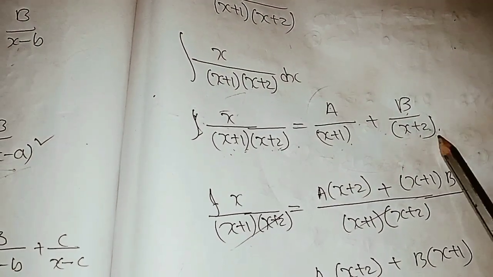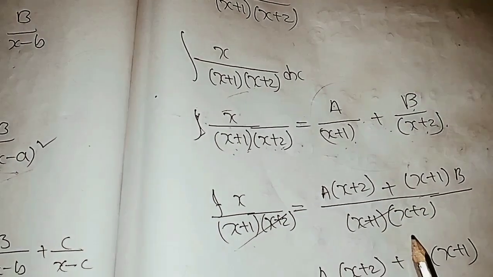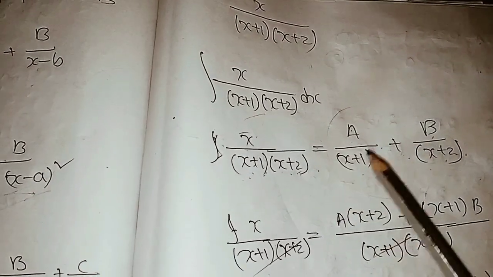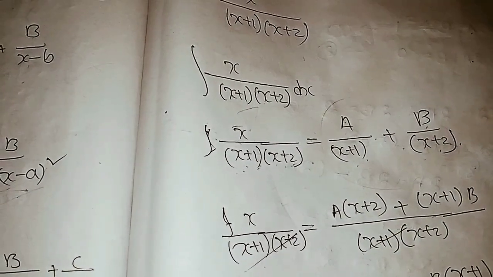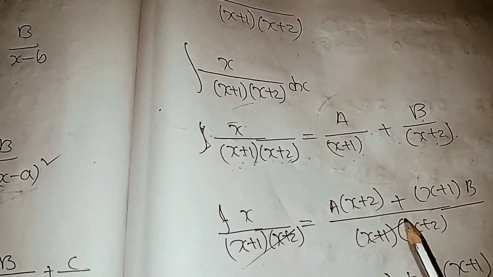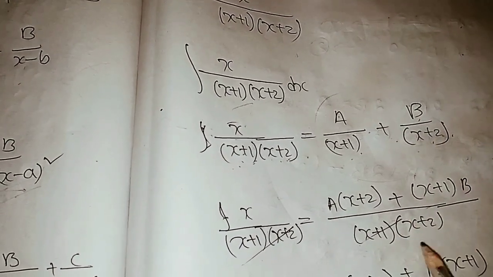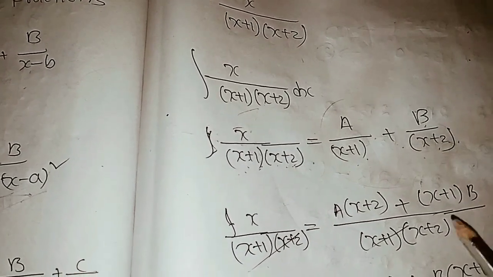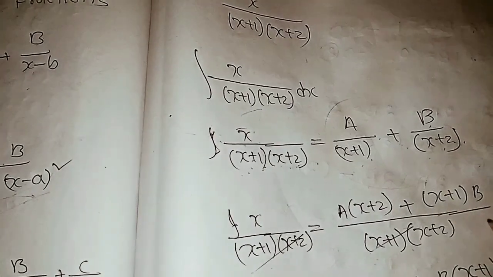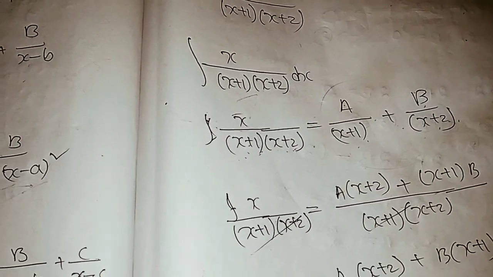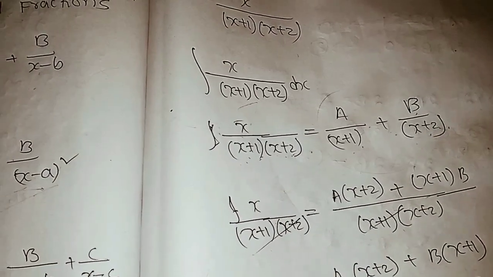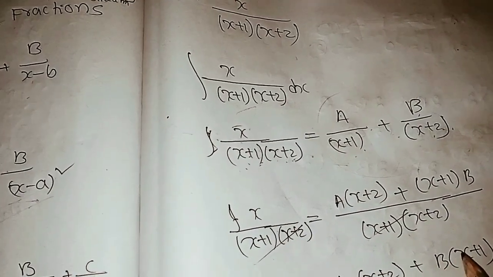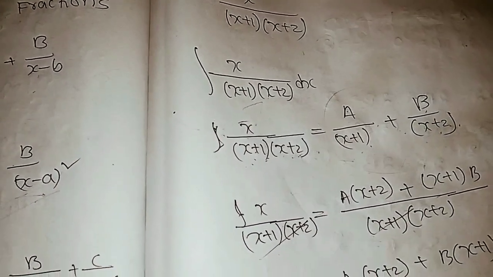Simply we take the LCM. Okay, and this x plus 1 will cancel out with this, and a and x plus 2 will multiply, plus similarly x plus 2 and x plus 2 will cancel out and the remaining x plus 1 and b will multiply. And in the denominator, x plus 1 and x plus 2 are the same, so that's why it cancels out.